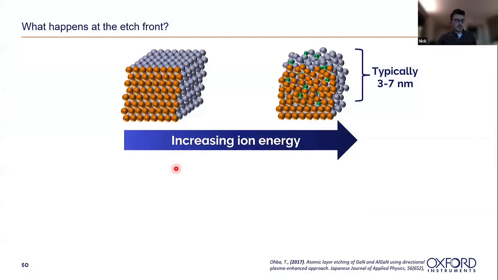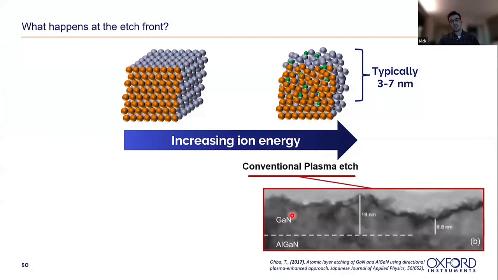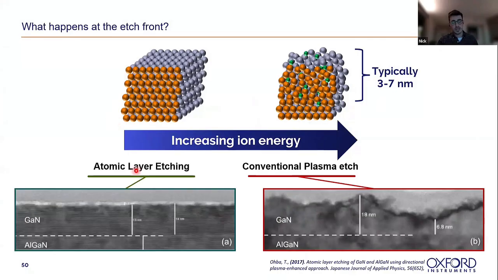So it's interesting to think about, and I think Lena talked about it a lot, what's happening at the etch front as we're impacting our surfaces with plasmas and ions. And we typically see that as we increase ion energy, we see increasing disorder and contamination occurring in our films. So I showed this earlier. For example, with gallium nitride etching, we saw that roughness and damage inherent in the surface. But what ALE aims to do is decrease the ion energy that we're using and allow us to do much lower damage etching.